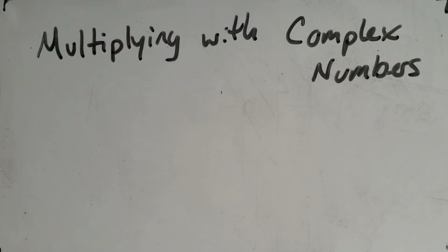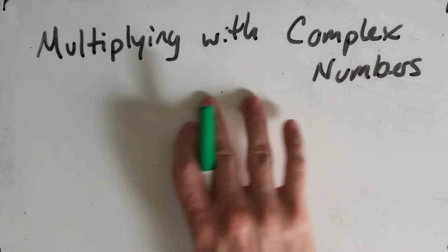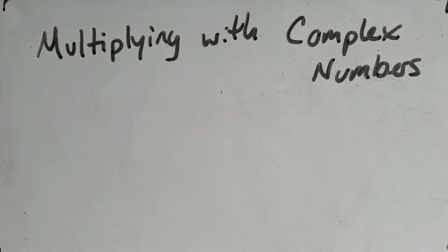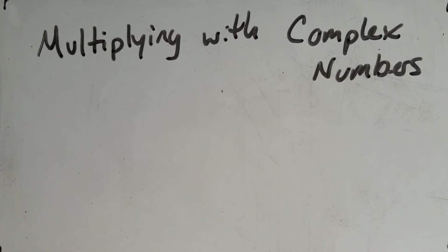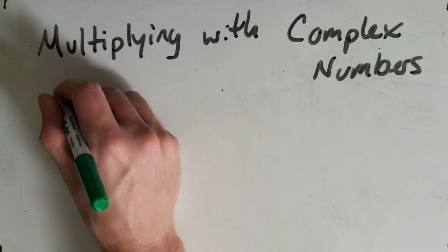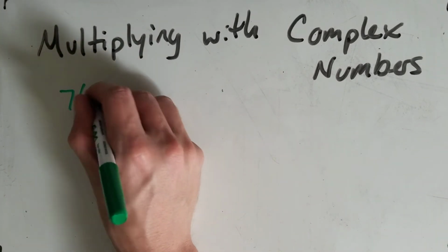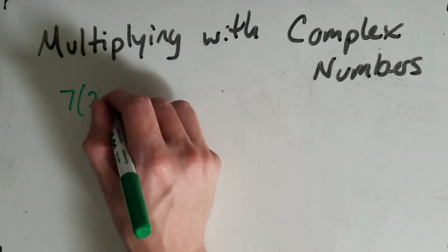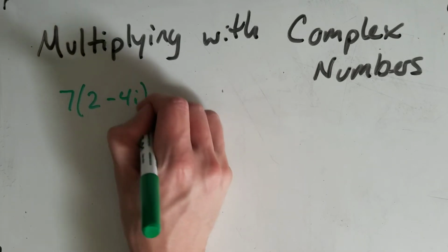Hey guys, in this video we are going to talk about how to multiply when we have complex numbers. We'll go through a few different scenarios and hopefully we'll cover all possibilities within these. So our first scenario we're going to look at is how to multiply a real number by a complex number. So our example is 7 times the complex number 2 minus 4i.